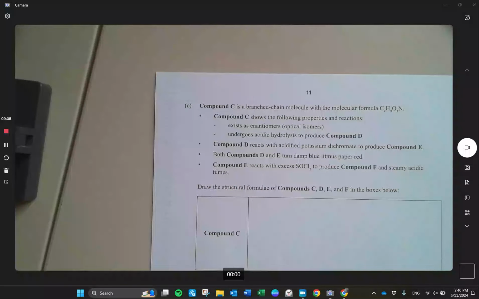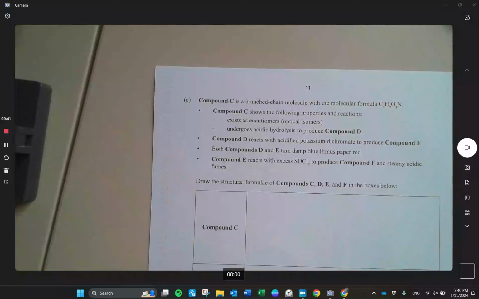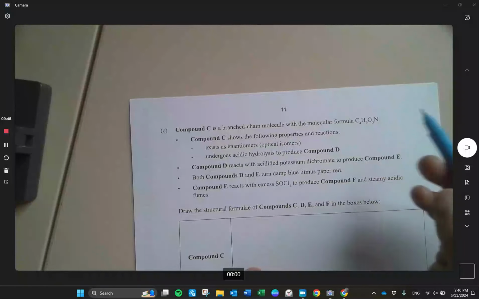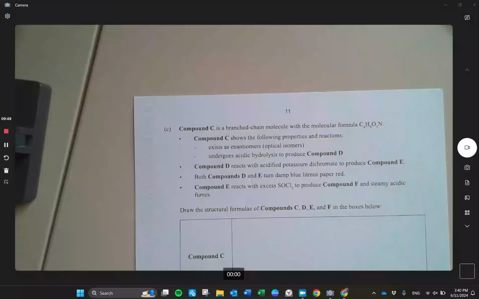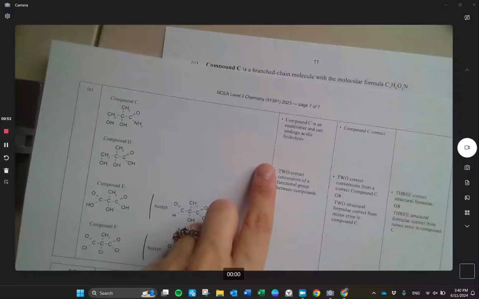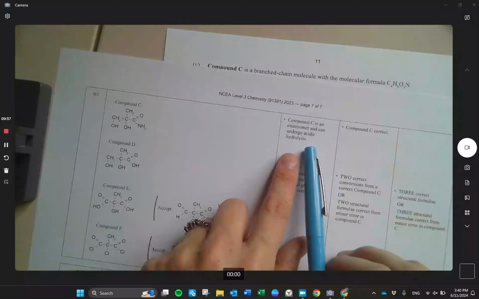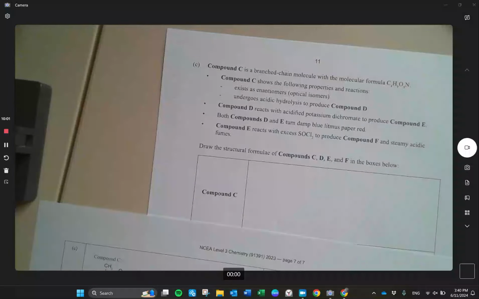So my recommendation is you can give it a go if you have time and you want to. You can do the same process of annotating what you know to give you hints, but there's not as many hints here. The problem is with this part of the marking schedule, when you look at it, it says compound C is an enantiomer and can undergo acid hydrolysis. So that's being able to recognize this. Just recognizing those things. I don't know why that's an achieve point, because you're just regurgitating what's up here.